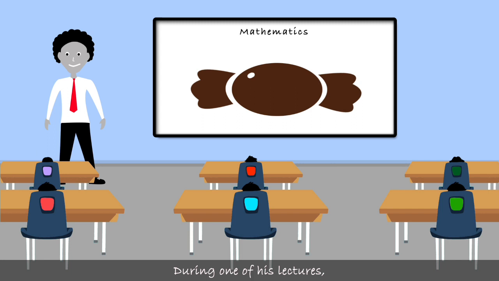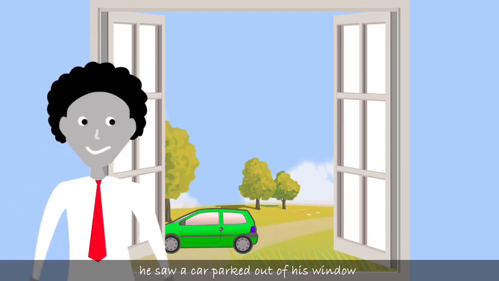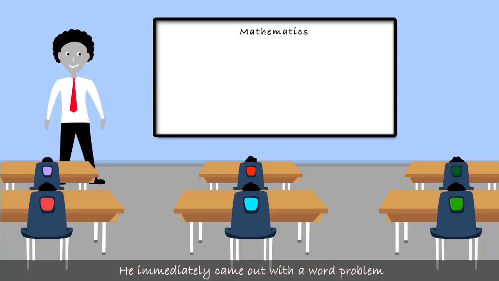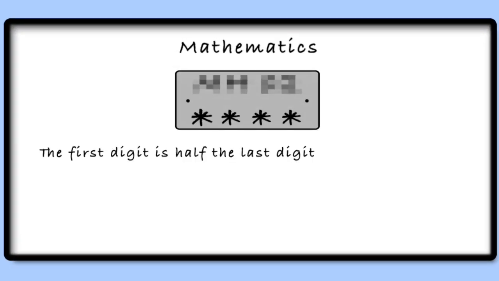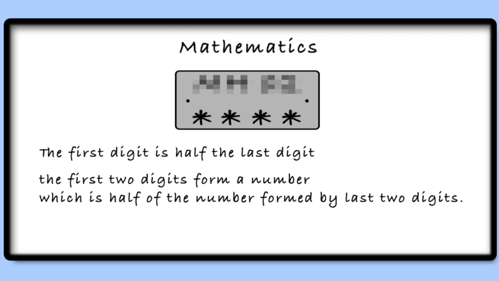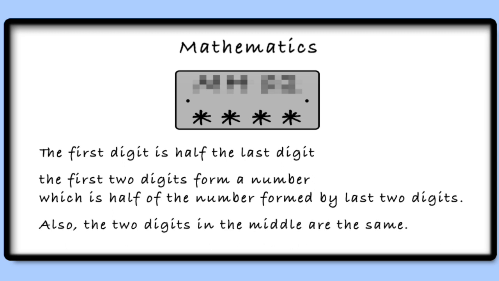During one of his lectures, he saw a car parked out of his window, and the car had a four-digit number on its number plate. He immediately came out with a word problem, and this is how he put the question to his class. The first digit is half the last digit, and the first two digits form a number which is half of the number formed by the last two digits. Also, the two digits in the middle are the same.